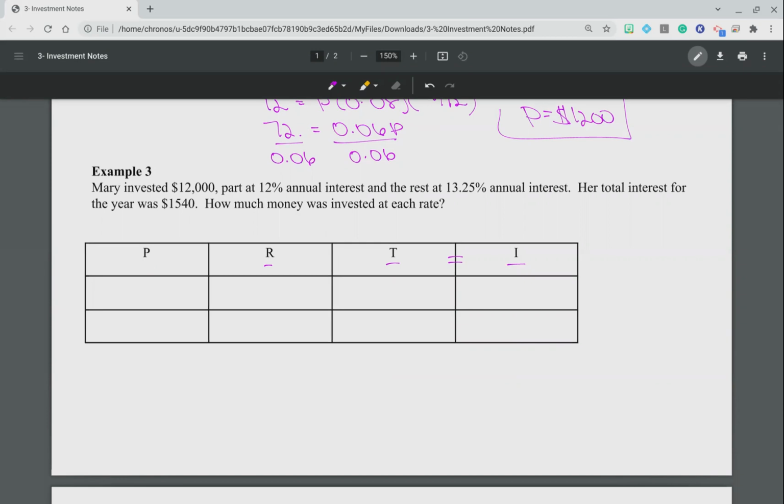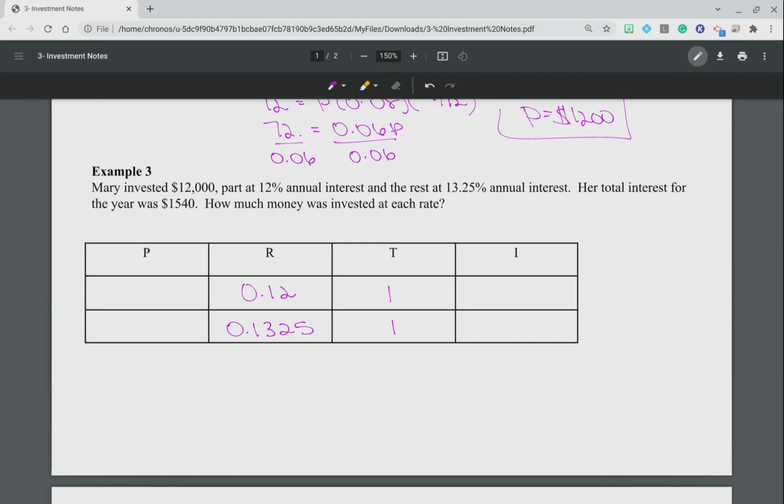Okay, so we have 2 different interest rates. So that's going to go under our R. The first one is 12%, so that's going to be 0.12. And the second one is 13.25%, so 0.1325. Okay, now both of these were for 1 year. So both of our times are 1. Okay, so far not so bad.